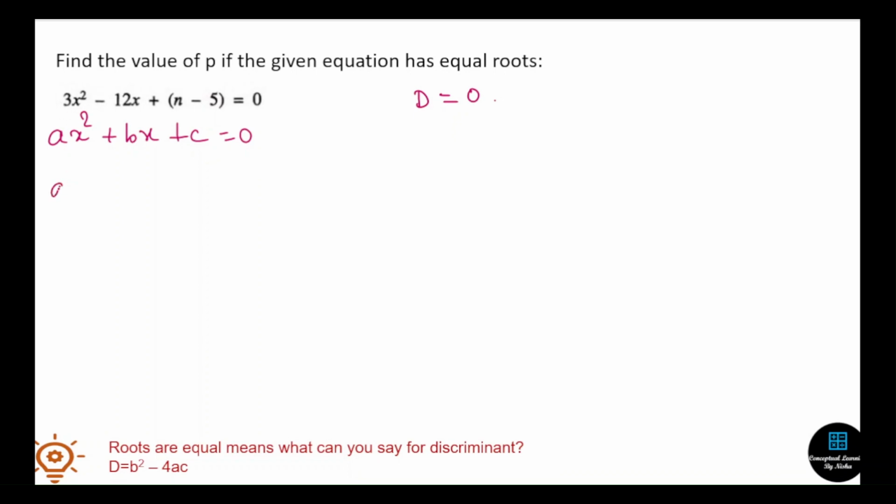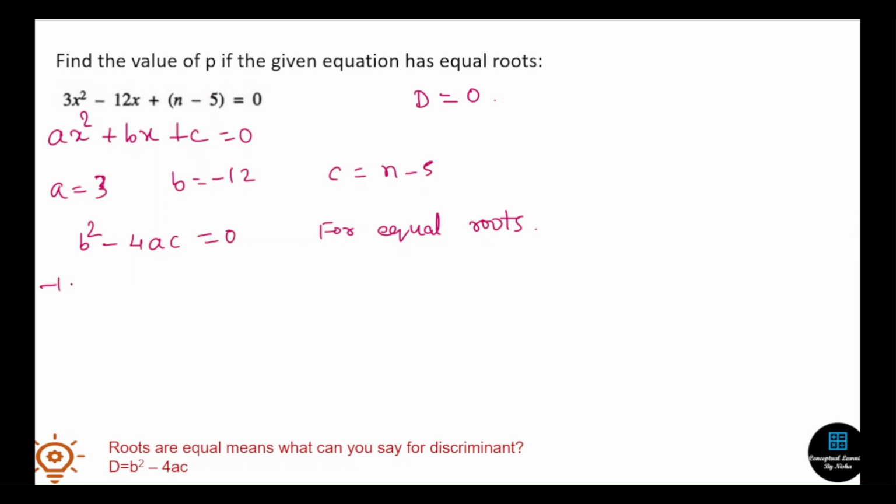So for example here a is equal to 3, b equals to negative 12 and c is equal to n minus 5. Now discriminant value is 0. So we'll substitute this in the formula. So b square minus 4ac equals 0 for equal roots, right? Now we'll substitute this value. So negative 12 square minus 4 into 3 into (n minus 5) equals 0.